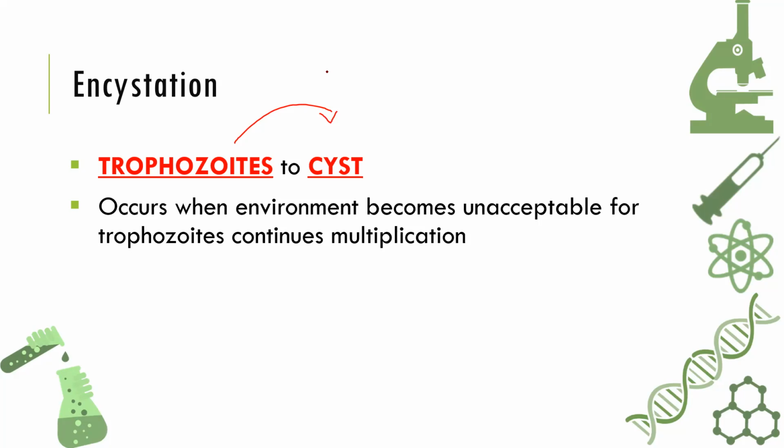Now, it occurs when the environment becomes unacceptable for trophozoites to continue multiplication. For example, if our environment is not suitable for trophozoites to survive, then they will transform into what we call the cystic stage. There are factors that trigger encystation, which is the morphological transformation of trophozoite to cyst.